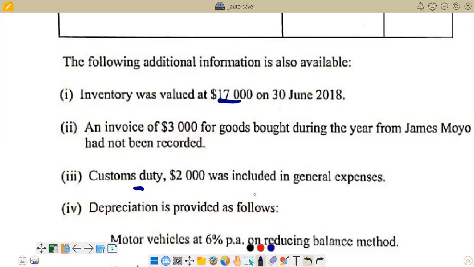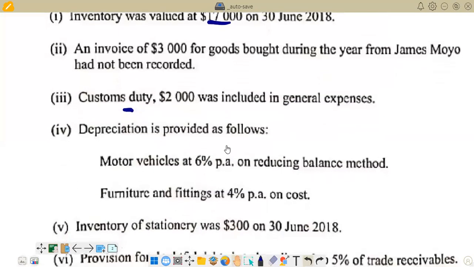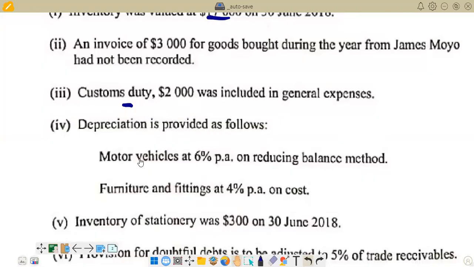Then we go to item 4. Depreciation is provided as follows. We are given the methods of calculation of depreciation. On 4, the first calculation is motor vehicles at 6% per annum on the reducing balance method.